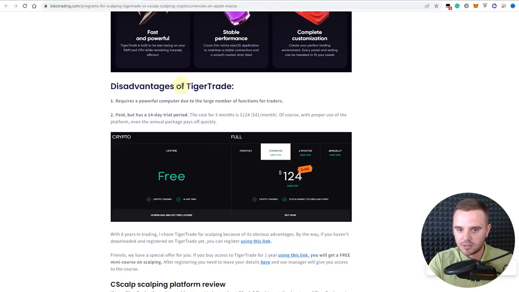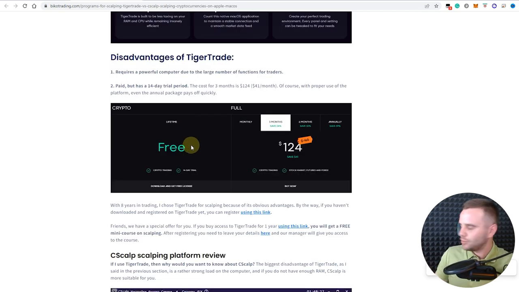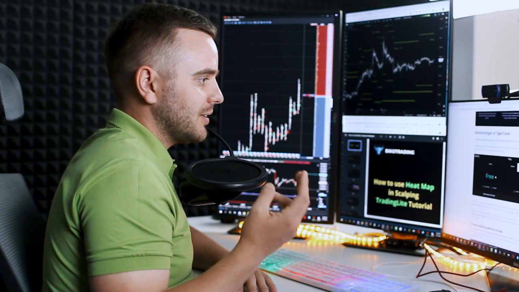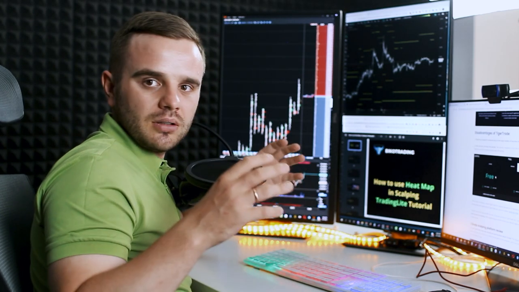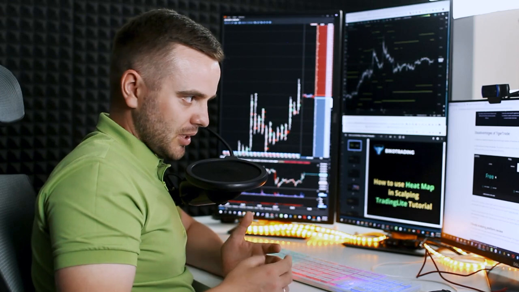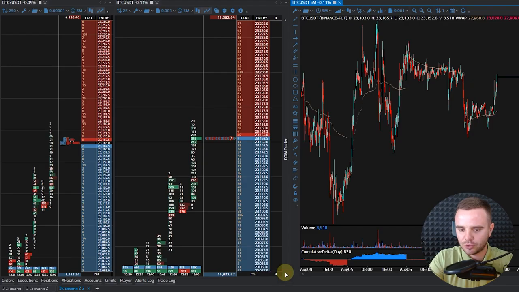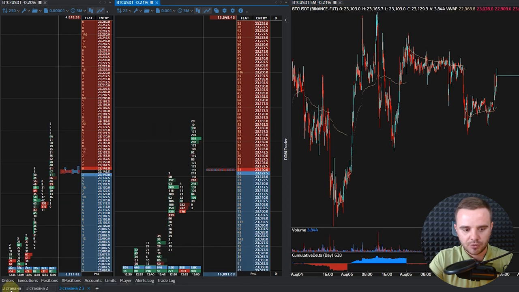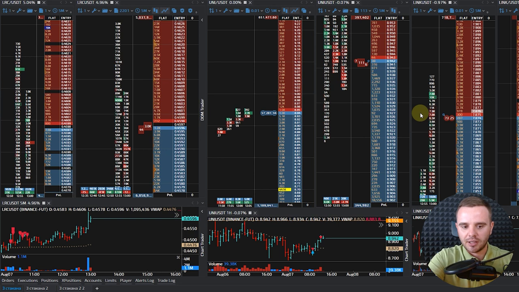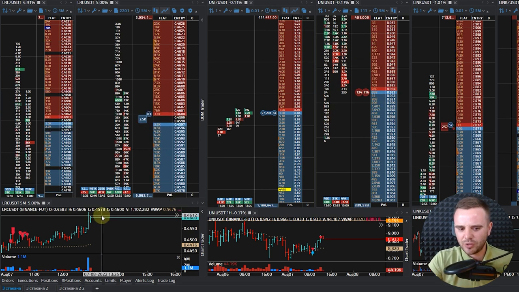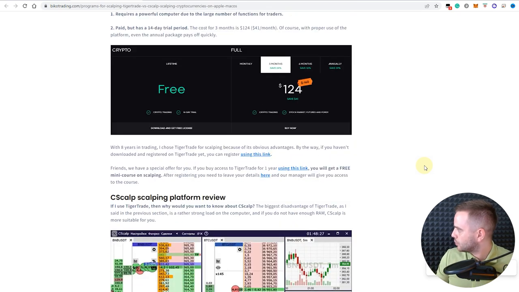What are the disadvantages of TigerTrade? Honestly, there are only two. You need to pay money for it. And second, you need a bigger computer. If your computer is really weak, it will be difficult to use that platform, especially if at the same time you have a lot of DOMs, like this example. If you have a lot of DOMs on a chart and you use all of them, it will be a little bit difficult to use on your computer.